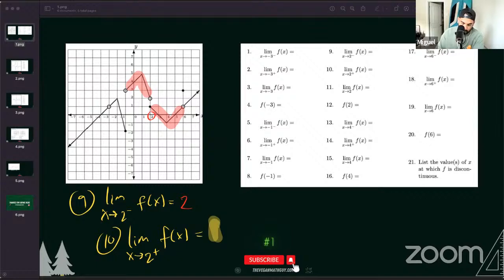Whoops. That's what happens when I keep using my highlighter and switching back to my pen.